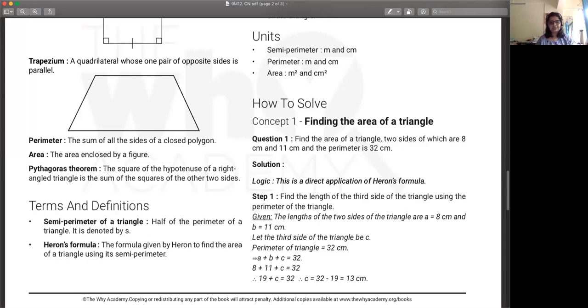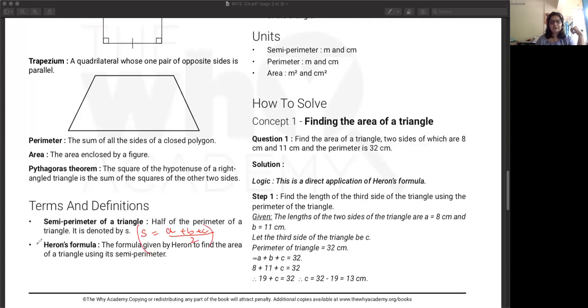So let me just write here. S will be equal to, what will be the formula for semi-perimeter? Sum of all sides upon 2. Awesome. So that's a plus b plus c, which is the perimeter, its half, so divided by 2. So this is the formula for semi-perimeter.